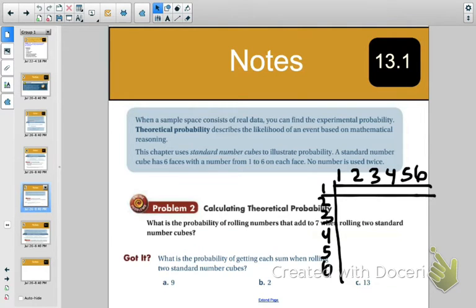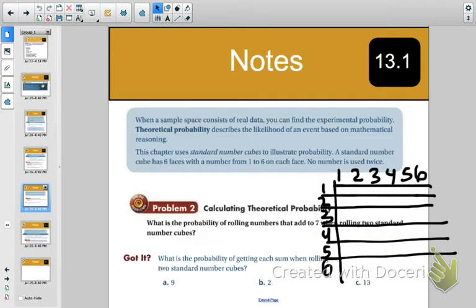Okay, and then in the middle here is going to be your sums, because this is what you're looking at. I did not leave enough space here. That's fine. Okay, so you can get a 2. I need a new color. There we go. You can get a 2 by getting a 1 and a 1.